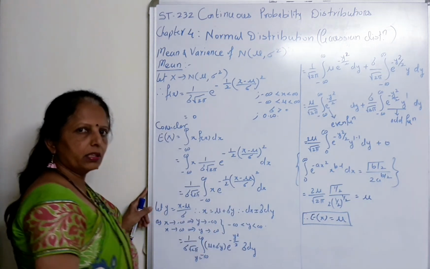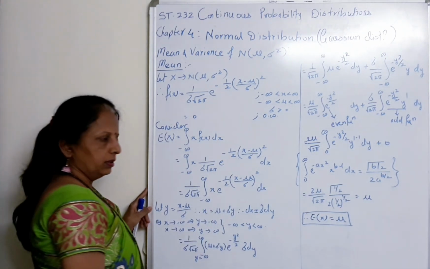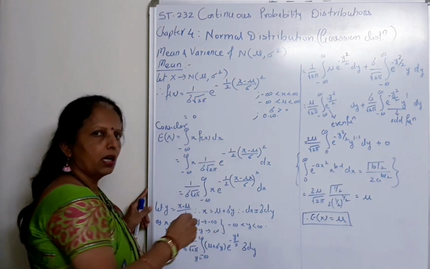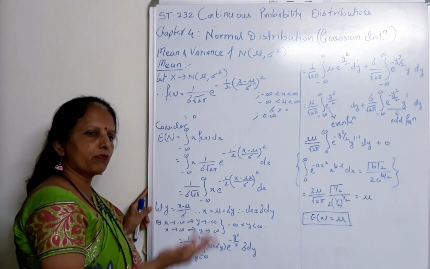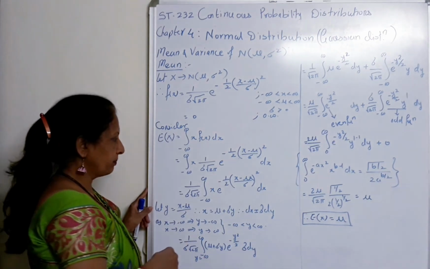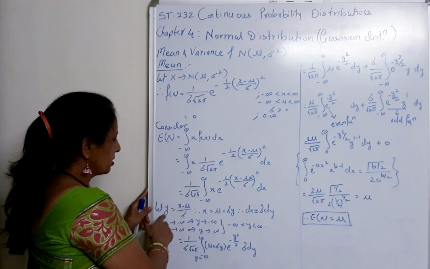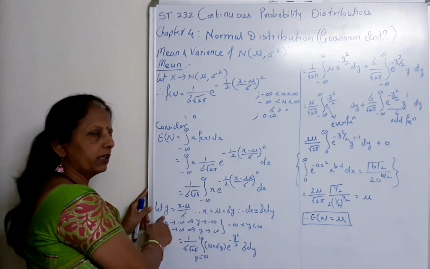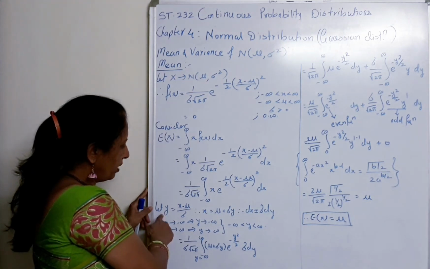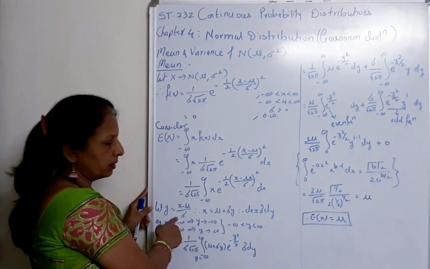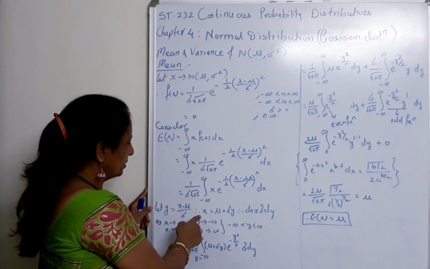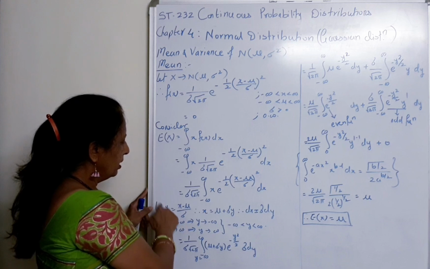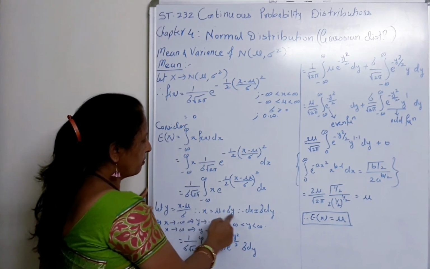Solving by the direct method will become very difficult, so we are using a transformation method. Transformation means our original variable we are going to transform into a new variable. So what we are doing? Suppose we take x minus mu upon sigma equal to some other variable, that is y. y equal to x minus mu upon sigma. So x we get as mu plus sigma y.